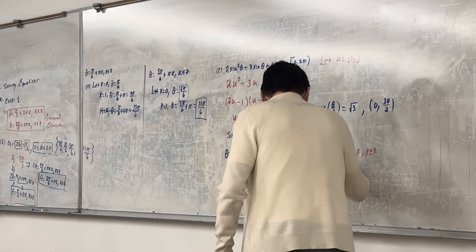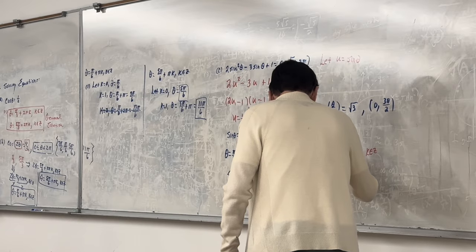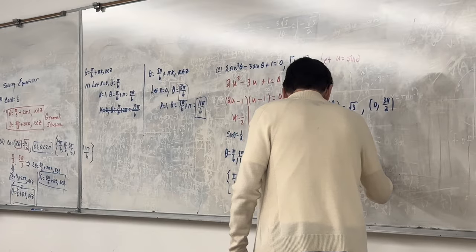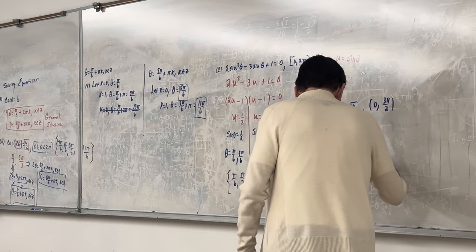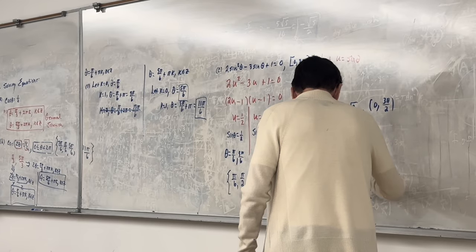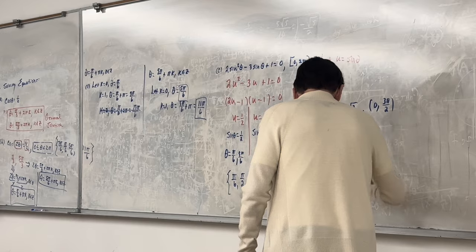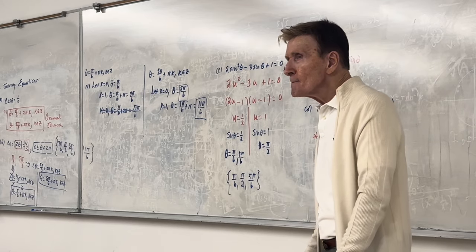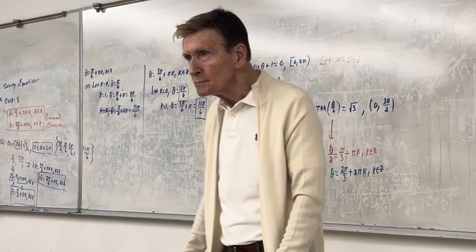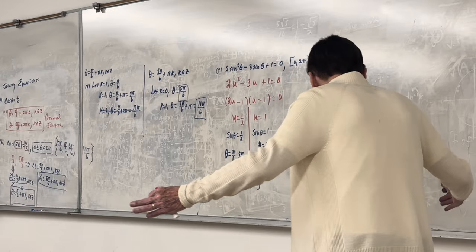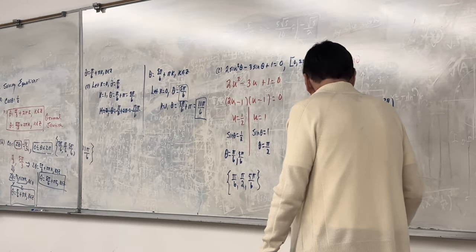Gotta be careful. Multiplication by 2 will give me this, plus this, where k is an element of the integers. Okay, multiply through by 2, I hope I did that correctly, looks good. And that is a solution.